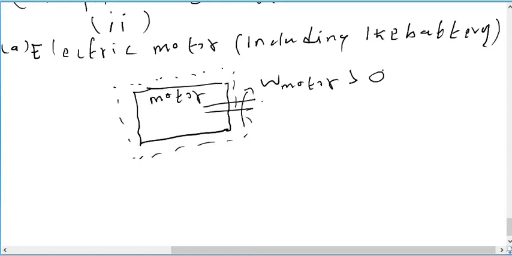Also, heat is lost, that is, heat is rejected by the system. So the heat by the motor is less than 0, that is negative. So those are the two sign conventions we use.